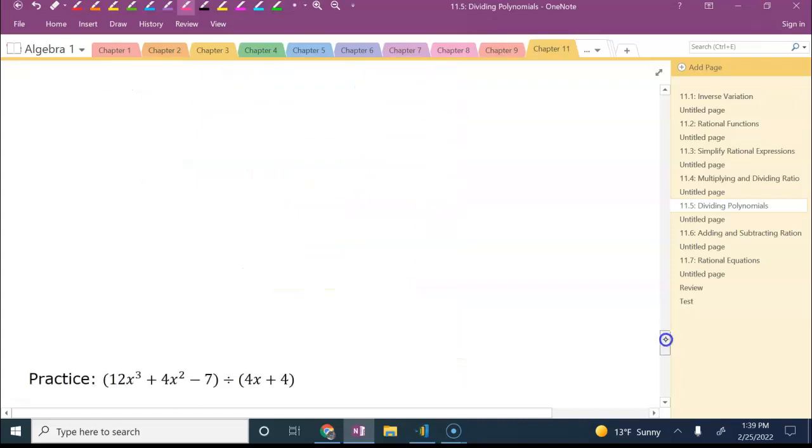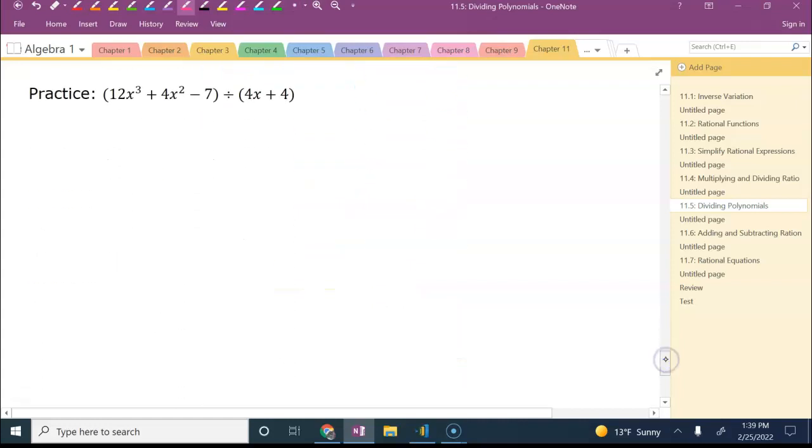Okay, so now what I want you guys to do is practice on your own here. Write it out as a long division problem. Check to see if you need to put in a 0 for any placeholders if it skips over any terms. Okay, so pause the video, try to do this problem, and then come back and keep watching to see how the solution should have turned out.